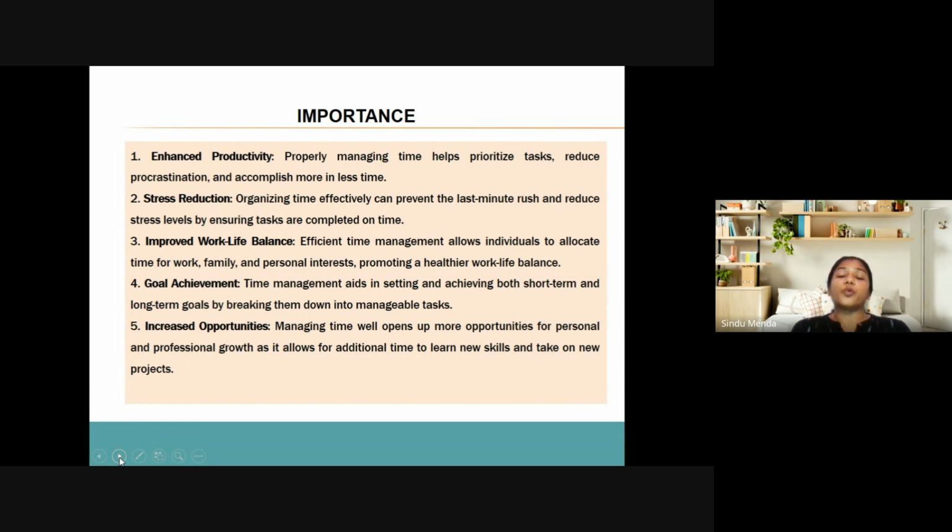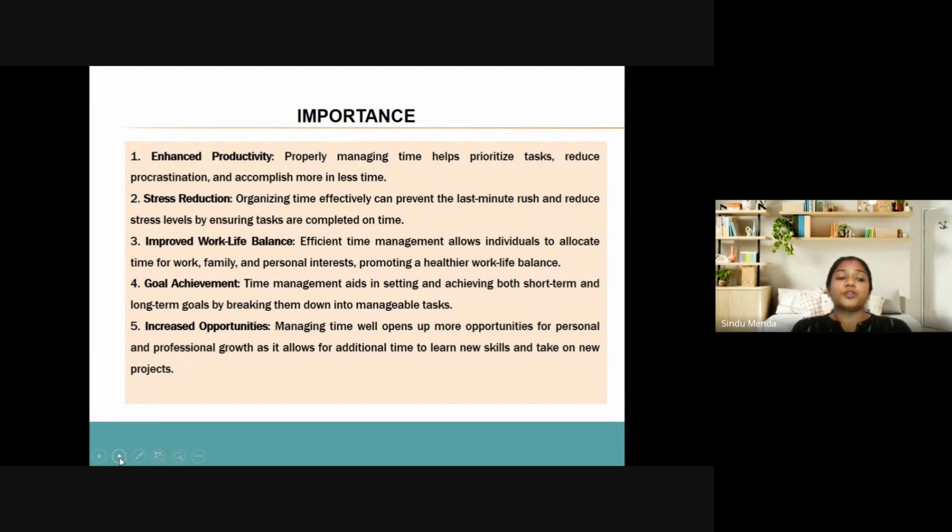The next one is improved work-life balance. Efficient time management allows individuals to allocate time for work, family, and personal interests, promoting a healthy work-life balance. And the next one is goal achievement. So what is goal achievement? Time management aids in setting objectives and achieving both short-term and long-term goals by breaking them down into manageable tasks. That is called goal achievement. So time management gives that particular importance.